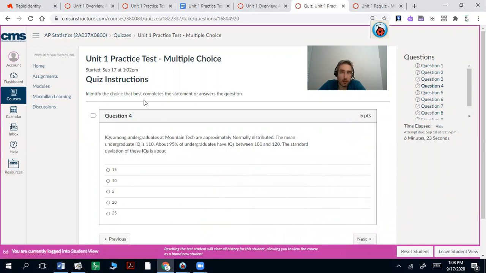IQs among undergraduates at Mountain Tech are approximately normally distributed. The mean undergraduate IQ is 110. About 95% of graduates have IQs between 100 and 120. Excuse me. So your mean is 110, and about 95% have their scores between 100 and 120.